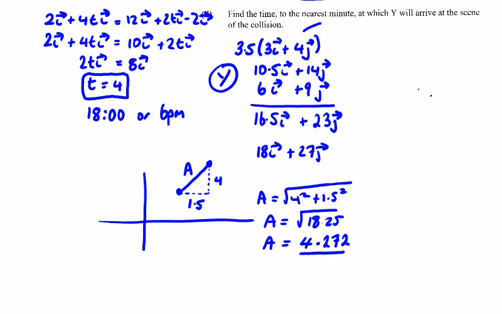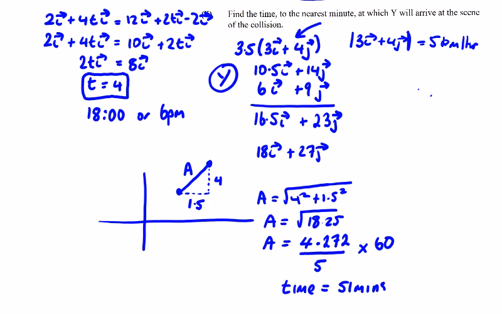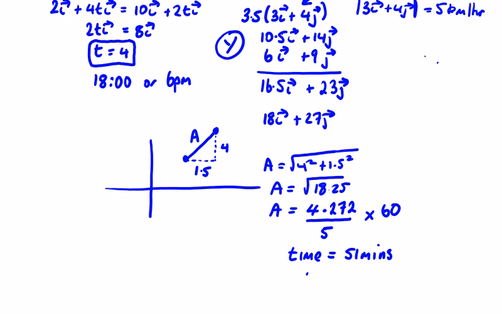The speed of Y, here's its velocity, the magnitude of 3i plus 4j, you can see straight away, is going to be 5 kilometers an hour in a straight line. So we divide 4.272 by 5, it'll give me an answer less than 1, so I'll multiply this by 60 to get this in minutes. So the time is going to give me 51 minutes for Y to get there, so that will be 6:51 p.m. or 18:51.